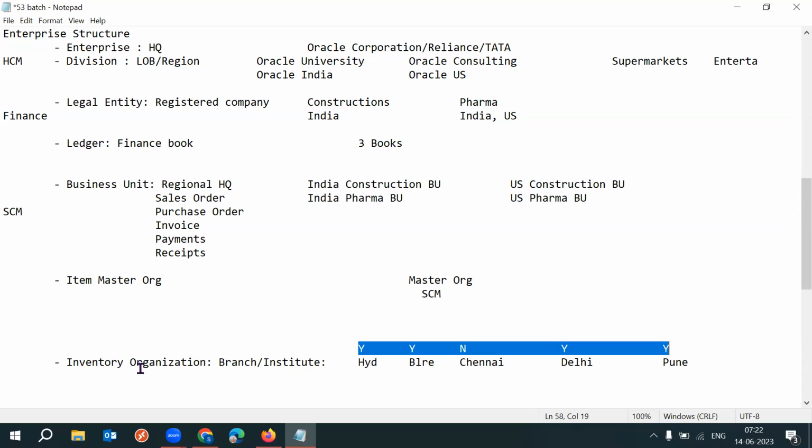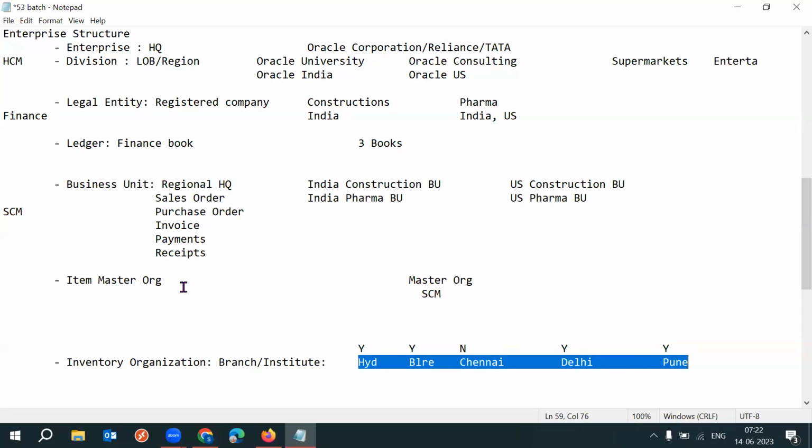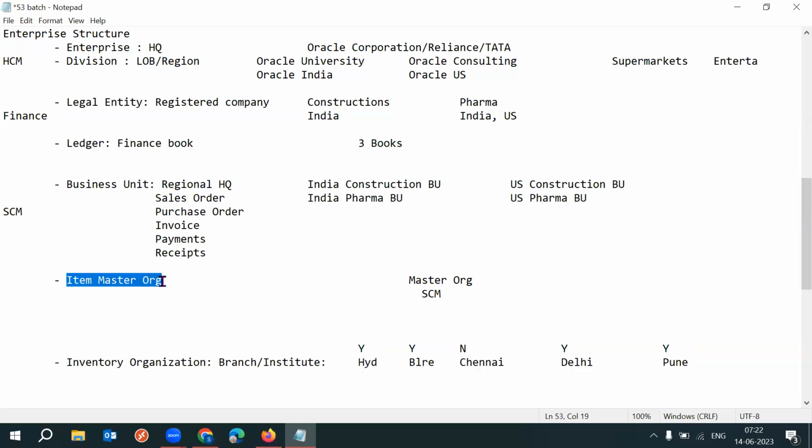These institutes are physical locations. They physically exist. What about this item master organization? Does it physically exist in the world? No. It exists only in the system. That's what's called a logical organization. What is the purpose of this logical organization? To avoid the data duplication and redundancy. Okay. Understood?